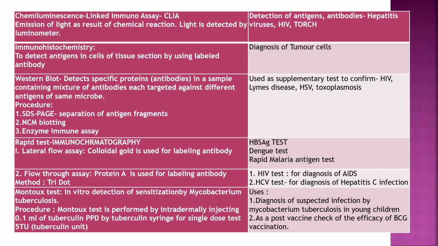Mantoux test, detection of sensitization by Mycobacterium tuberculosis. The Mantoux test is performed by intradermally injecting 0.1 ml of tuberculin PPD by tuberculin syringe. For a single dose test, 5 TU is used. Uses: the diagnosis of suspected infection by Mycobacterium tuberculosis in young children, and as a post-vaccine check for the efficacy of BCG vaccination.